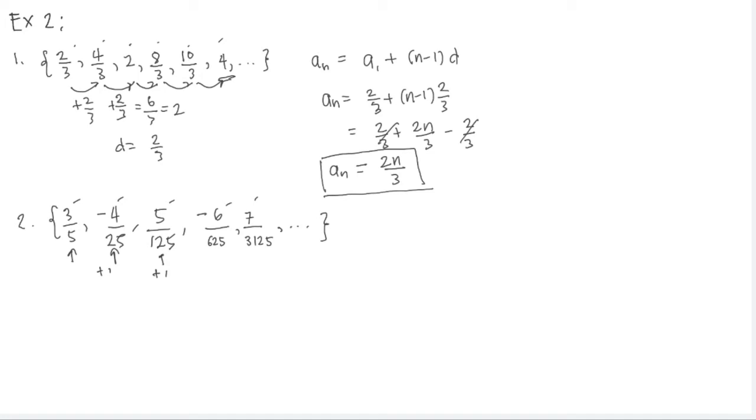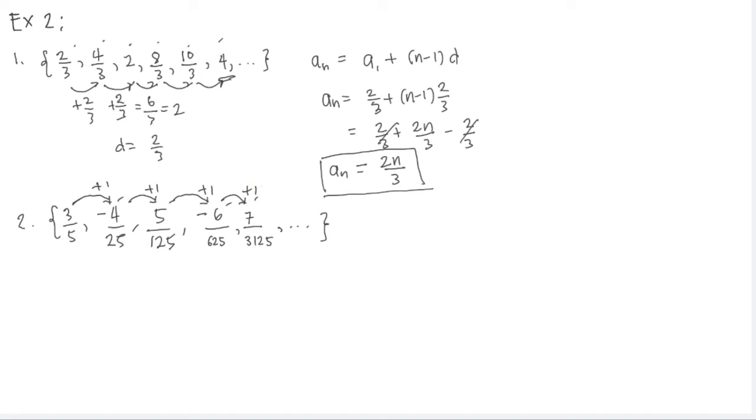How about the denominator? Maybe I need to put the arrow on top rather than the bottom. So let's put the arrow on top. Okay. So if we add 1 to the numerator, disregarding the sign, we get the next term. Right? So the numerator is following an arithmetic sequence where the common difference is 1. Again, take note, we are disregarding the sign. We'll deal with the sign later.